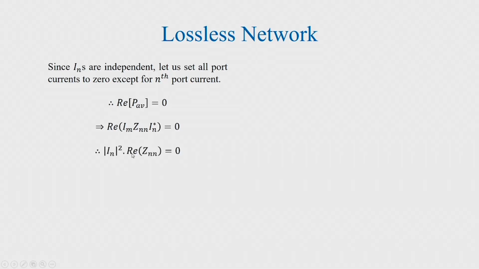This can be written as mod of I n squared times the real part of Z n n equal to 0, since we have I n not equal to 0. So, we find that the real part of Z n n is equal to 0. That means the real part of the diagonal elements of the Z matrix is 0.